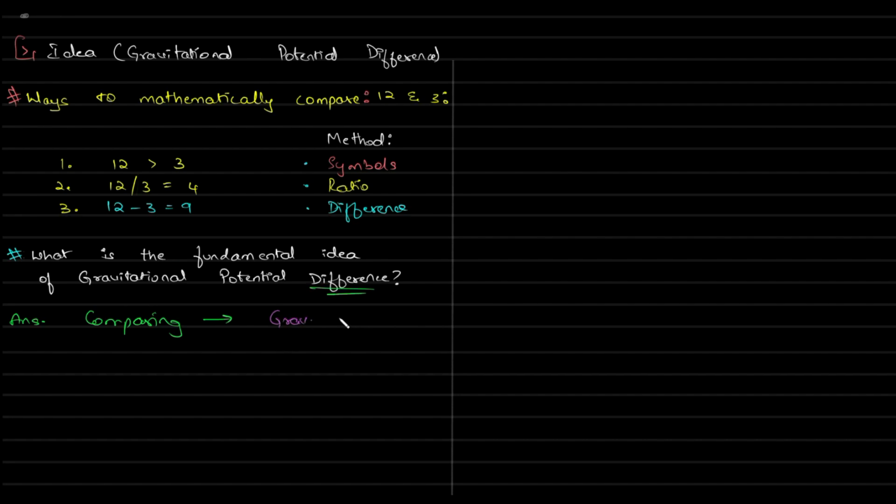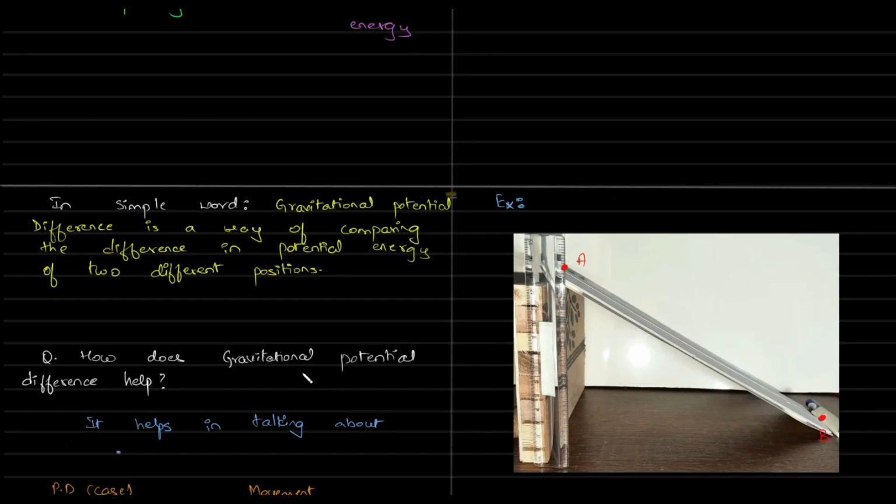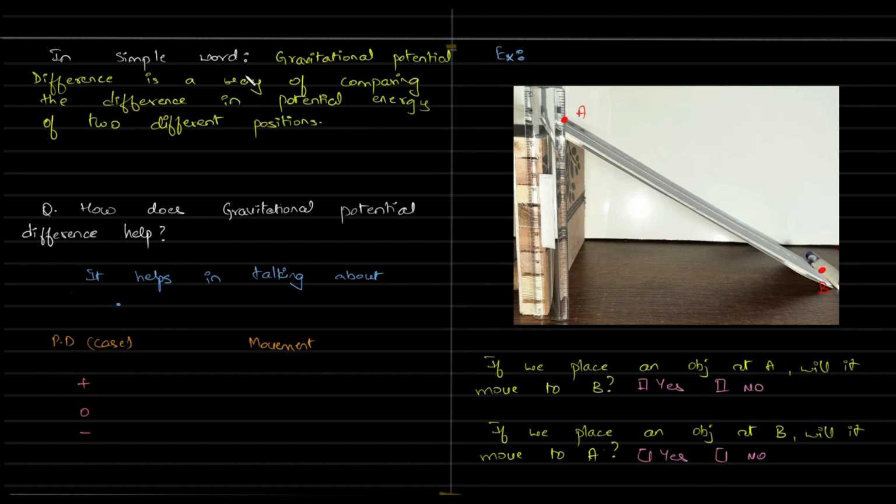Gravitational potential energy between two different points. That's what we are trying to compare. So to put it as a definition, gravitational potential difference is a way of comparing the difference in potential energy of two different positions. As simple as that.